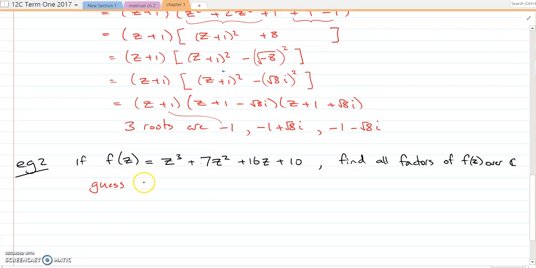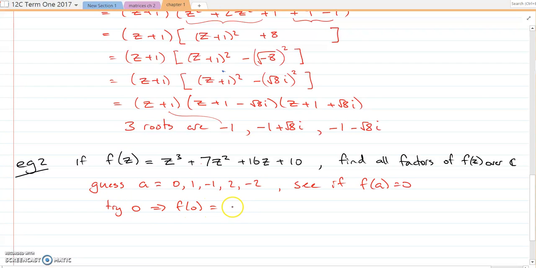So guess, let's say a equals usually some small number. Start with like 0, 1, minus 1, 2, minus 2. And then see if f of that number is going to give you 0. Okay, so let's try 0. We're going to get f of 0 equals 10. Bam, didn't work. Let's try 1.